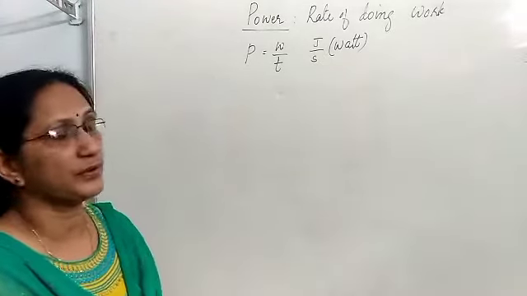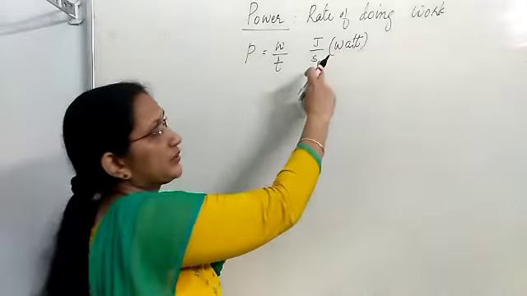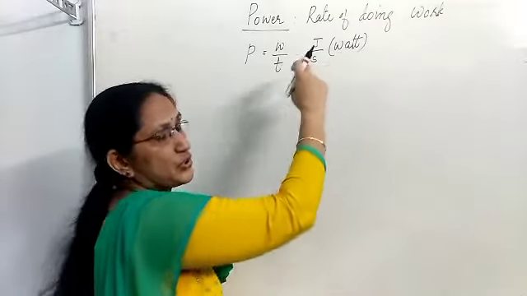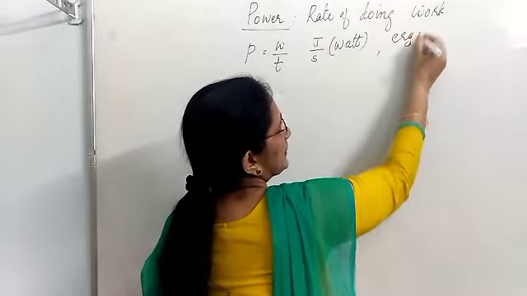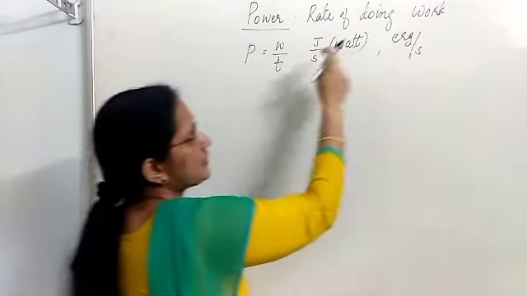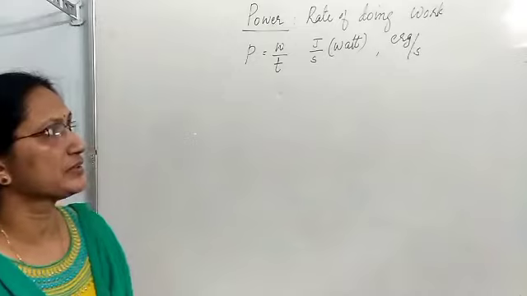About units of power, the SI unit is joule per second, having the short form watt, and the CGS unit is erg per second. This is the CGS unit and this is the SI unit.